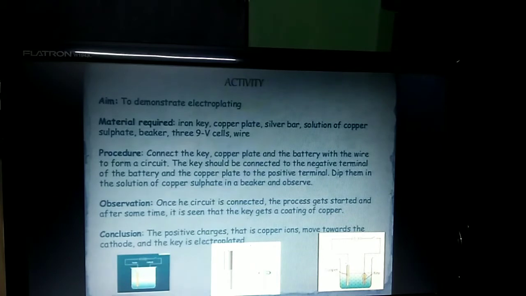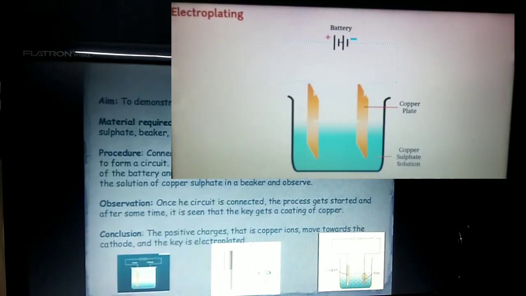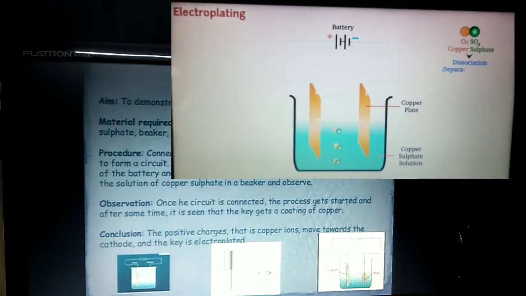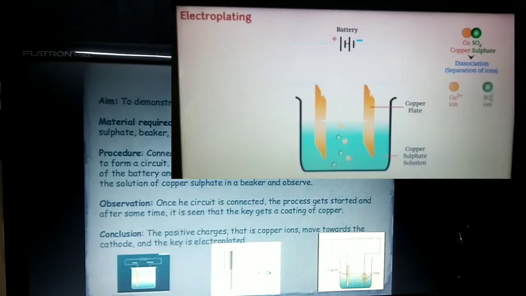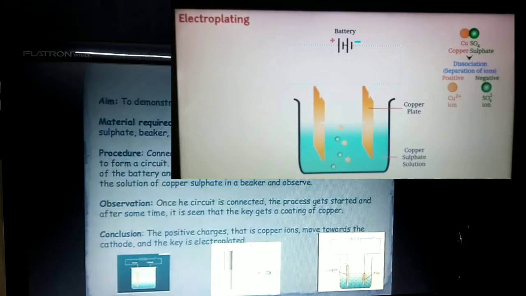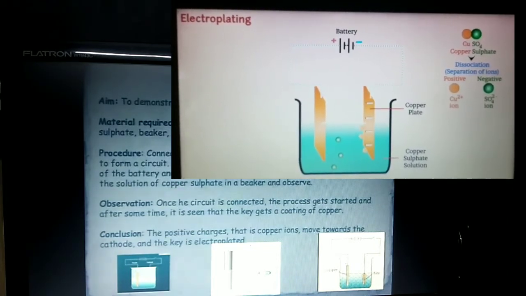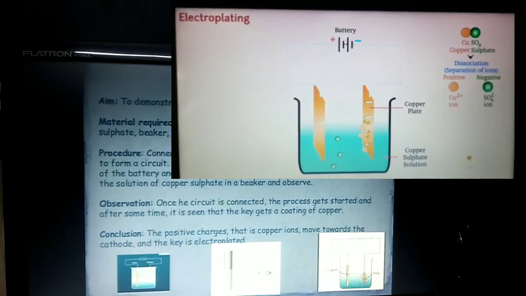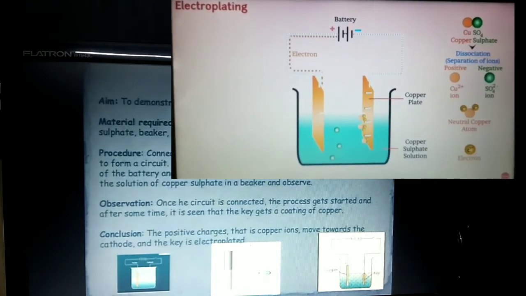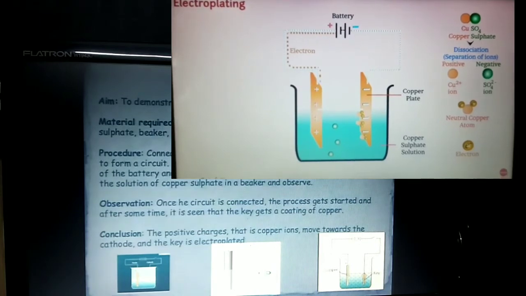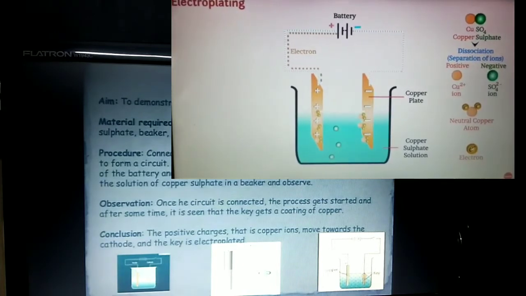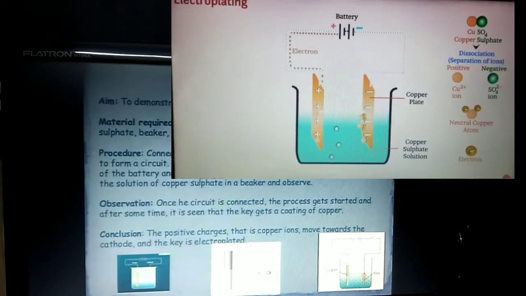Now, to observe electroplating, the materials required are: an iron key, a copper plate, a silver bar, a solution of copper sulfate, a beaker, three 9-volt cells, and a wire, that is a conductor. Connect the key, copper plate and the battery with the wire to form a circuit. The key should be connected to the negative terminal of the battery and the copper plate to the positive terminal. Dip them in the solution of copper sulfate in the beaker and observe.